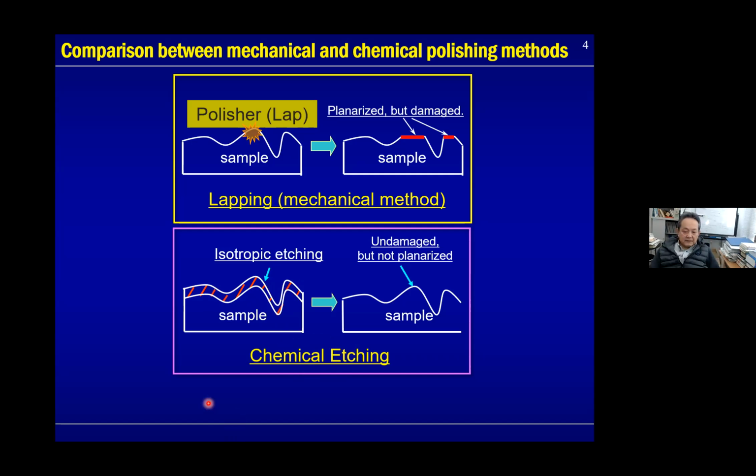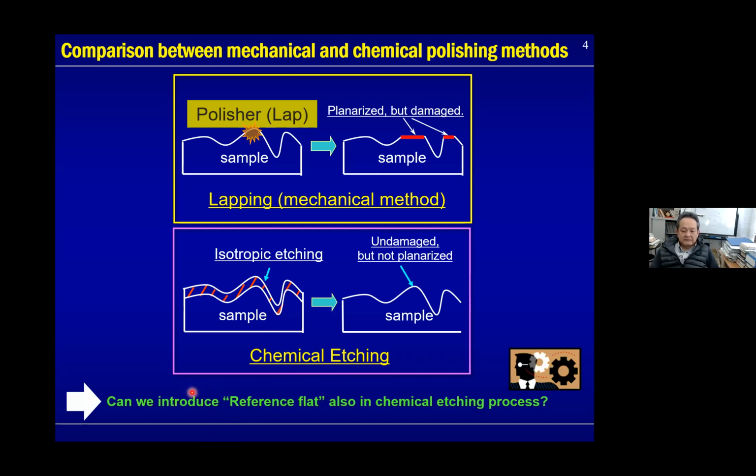So this is our motivation. As you can see here, we would like to use a reference flat like this one also in the chemical etching process. If this kind of reference flat is introduced into the chemical etching method, we can etch off the sample from the topmost side. So this means effective flattening from the topmost side by purely chemical means. Okay, so this is a really good process to realize good substrate performance.